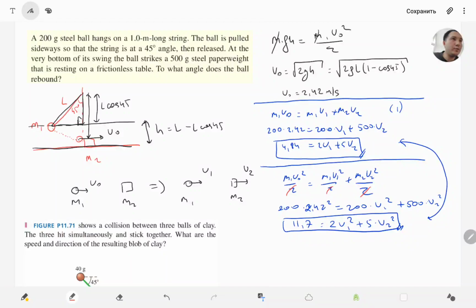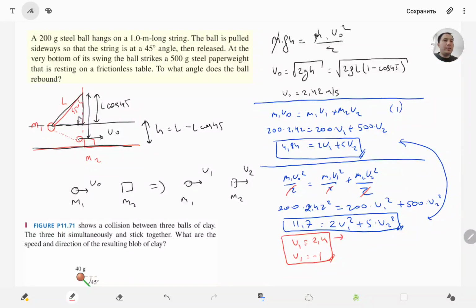From these two equations we can find V1 and V2, because we have two equations. If I'm not mistaken, V1 has two possible answers. The first one is approximately 2.4, the second one is minus 1. In terms of math, these two equations have two roots, but in terms of physics we cannot accept the first one, because in the first case the velocity of the first object equals 2.4, almost the same as the initial velocity.